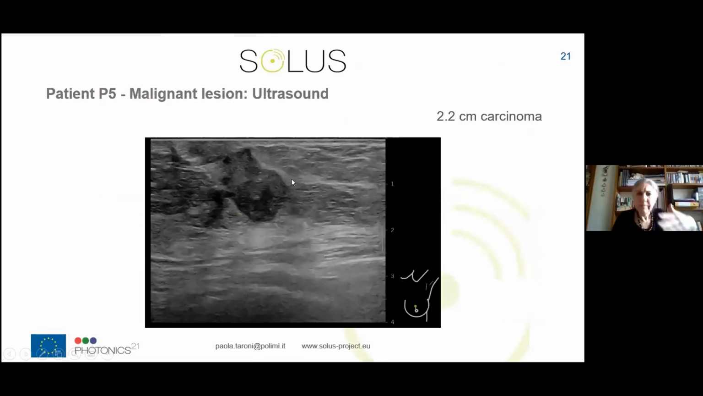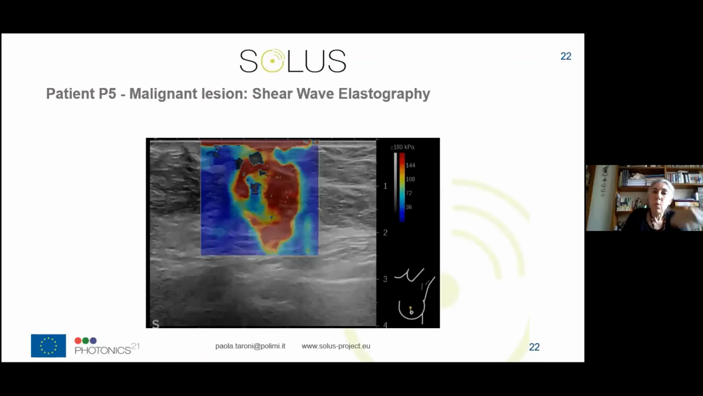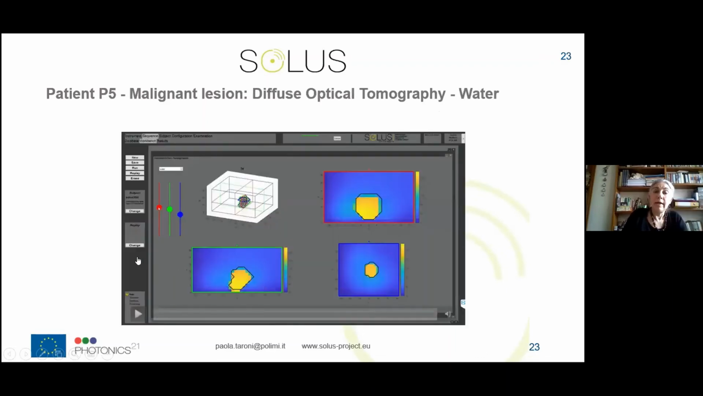This is a case of a malignant lesion, a 2-centimeter carcinoma, which is seen in the ultrasound image. We draw the contour that is used to guide the optical reconstruction. We acquire the shear wave elastographic data, and we see that this malignant lesion is characterized by significantly higher stiffness than its surrounding tissue.